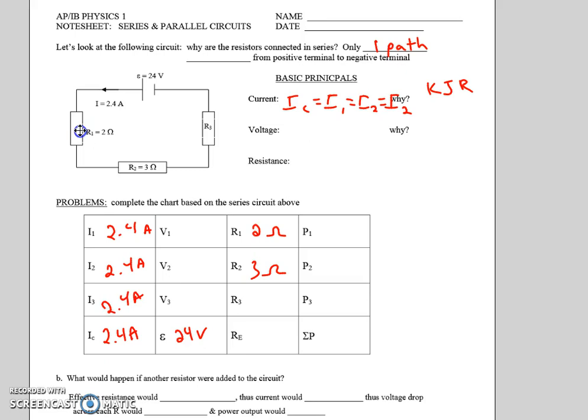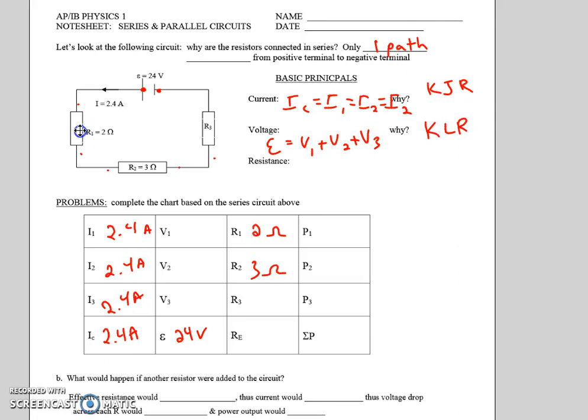Okay, now let's apply the loop rule. Well, how many loops do we have from here to here in a series circuit? Well, there's just one loop. So the loop rule tells us that the EMF is what's set up, and that's got to equal the drops across each one. So we can call that V1 plus V2 plus V3. And why, again? That's Kirchhoff's loop rule.